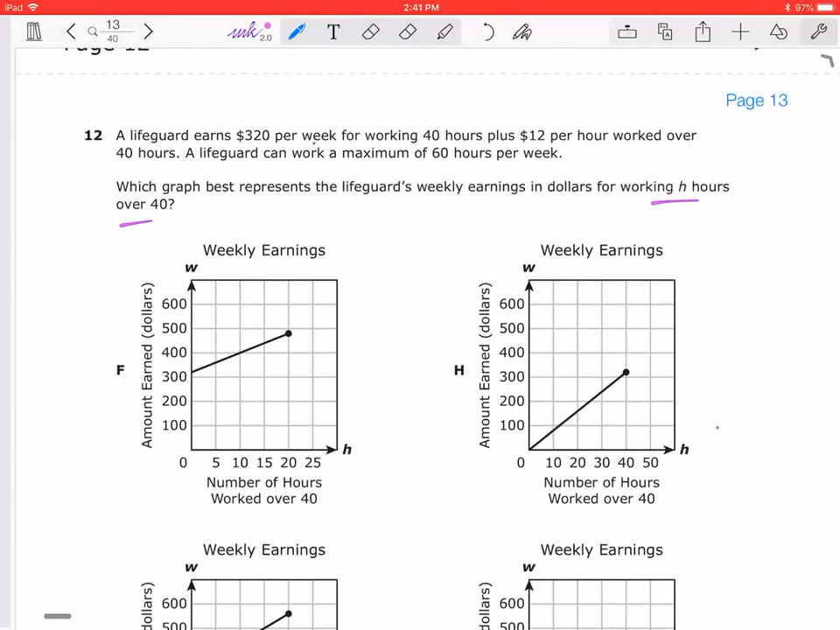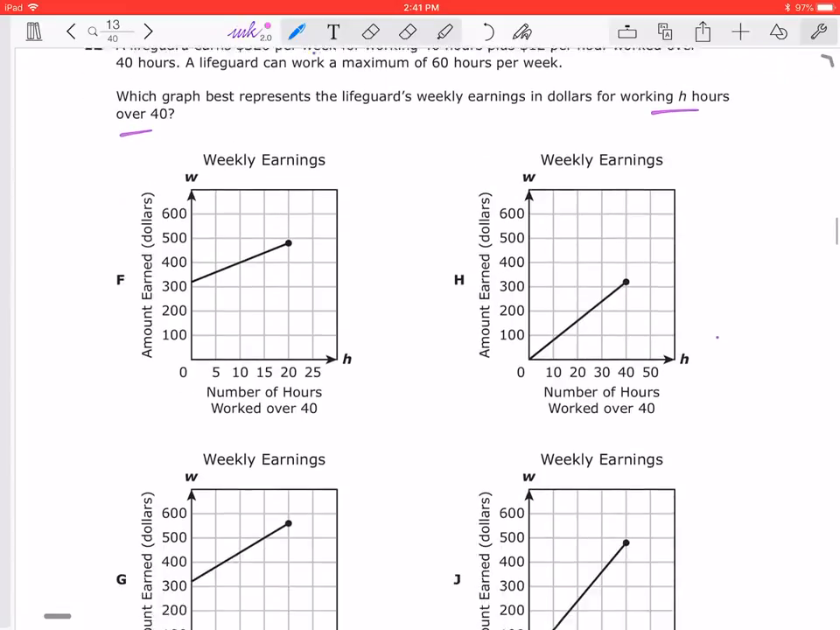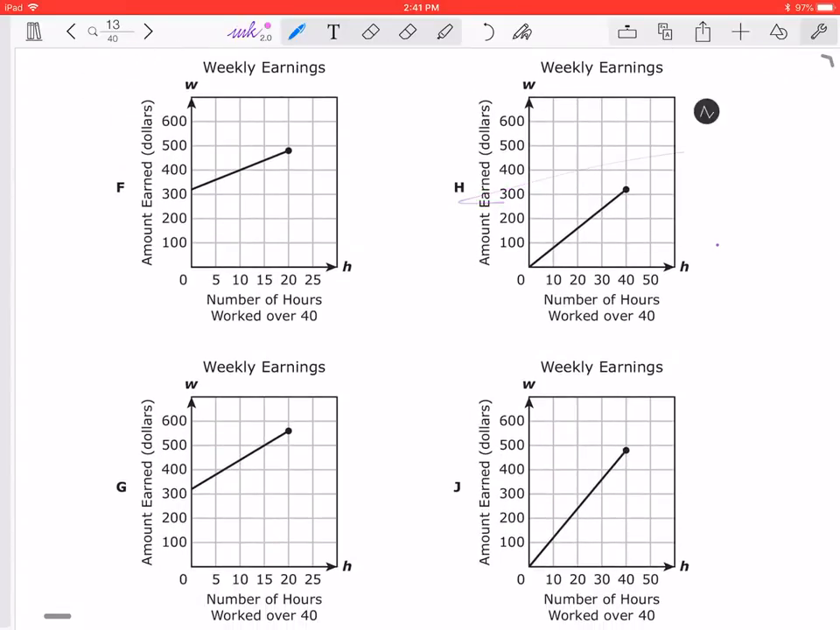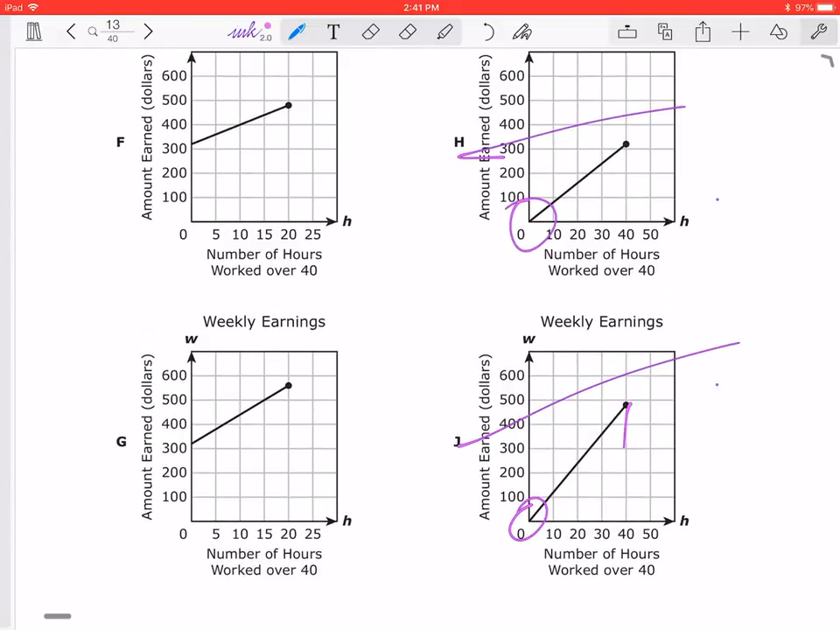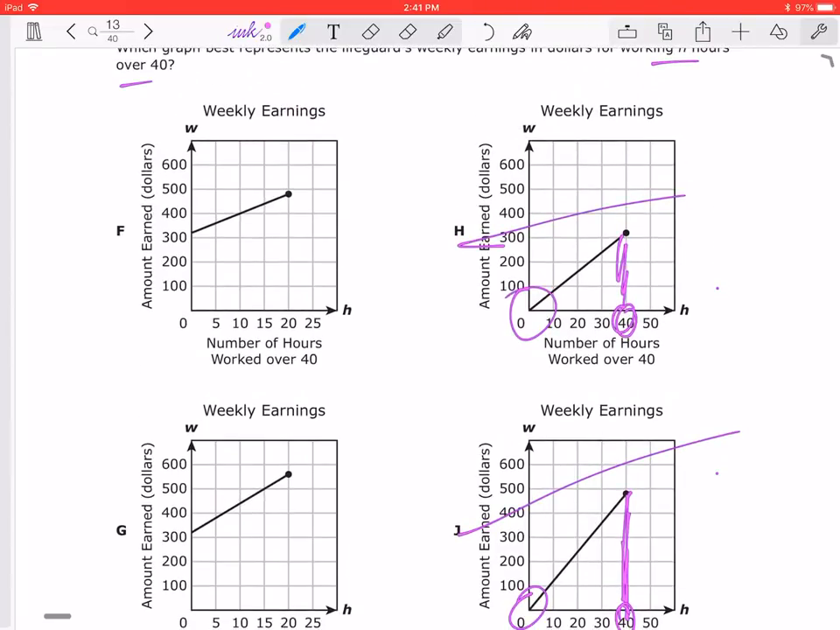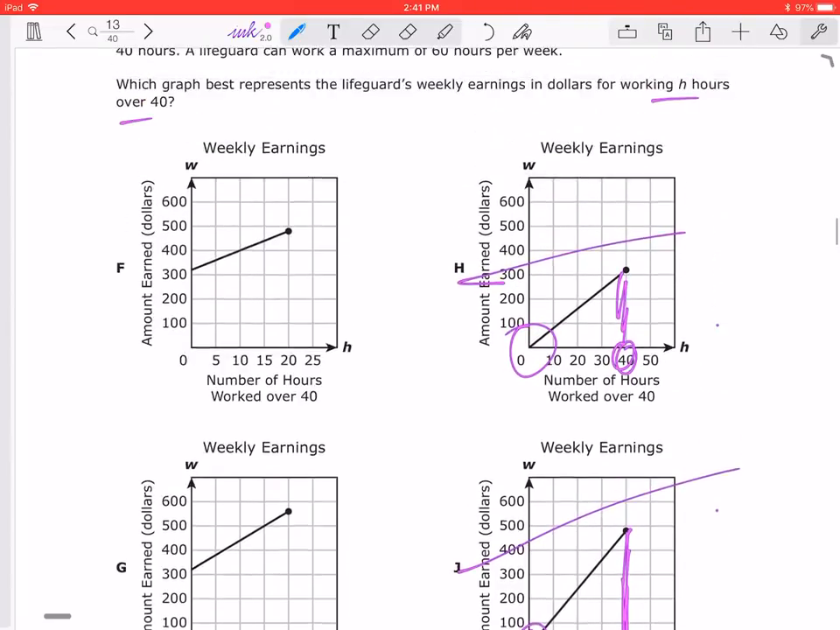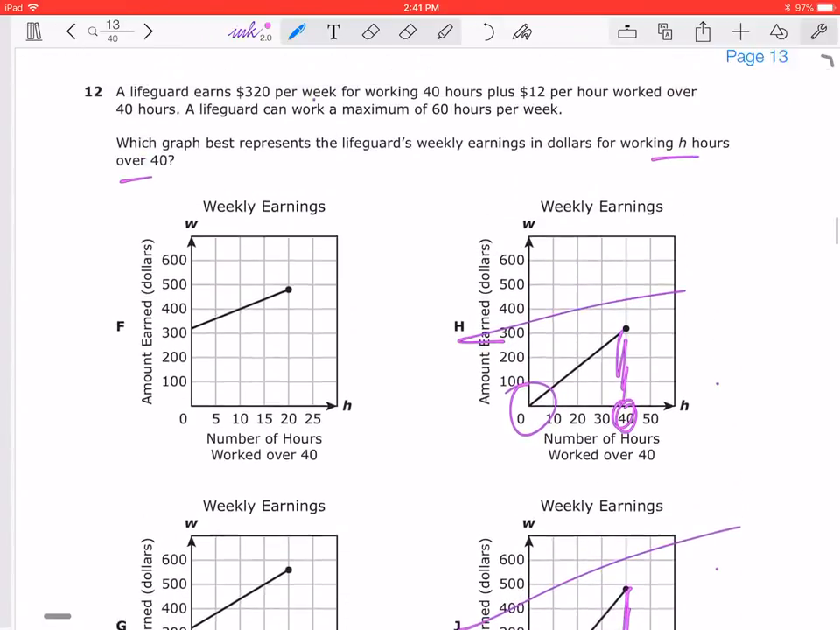40? So that means he's already earned $320. So he's already worked 40 hours. So we can count off H and we can count off J. The reason we can count both of these is because they both have a y-intercept starting at 0. Okay? And look here, it says 40 hours. So that would be starting us working already at the beginning. So these would be two of the graphs for us before we worked overtime.